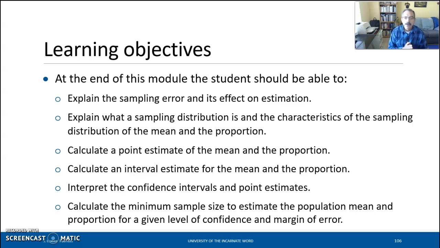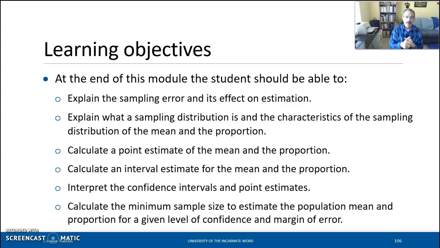All right, at this point, you should be able to explain what the sampling error is and its effect on estimation. You should also be able to explain the non-sampling error. And you should be able to explain what a sampling distribution is and the characteristics of the sampling distribution of the mean and the proportion. You should be able to calculate a point estimate for the mean and the proportion. You should be able to calculate an interval estimate for the mean and the proportion.